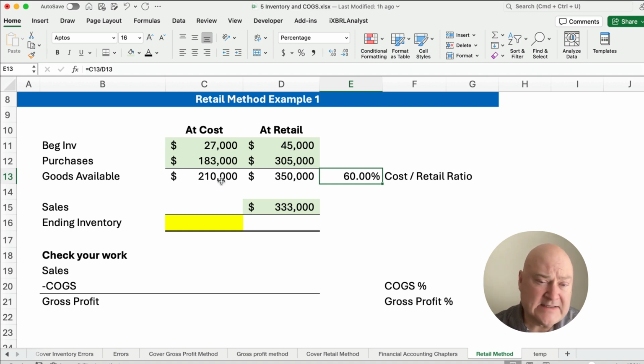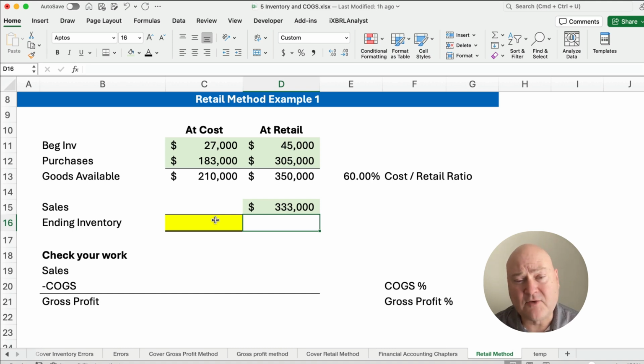Now, here's what typically the problems work on. They typically figure out what the ending inventory is at retail, and they back into finding the cost of the ending inventory. But I want to complete this and then check our work to make sure you understand how this works.